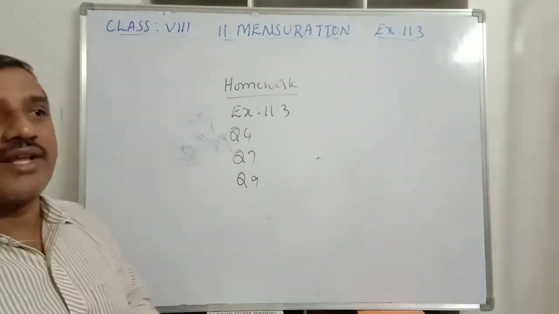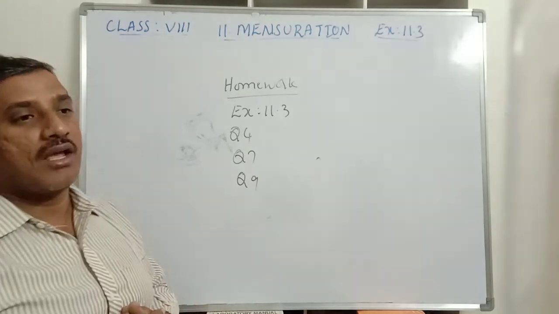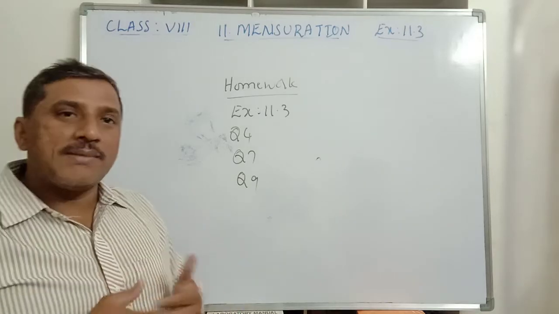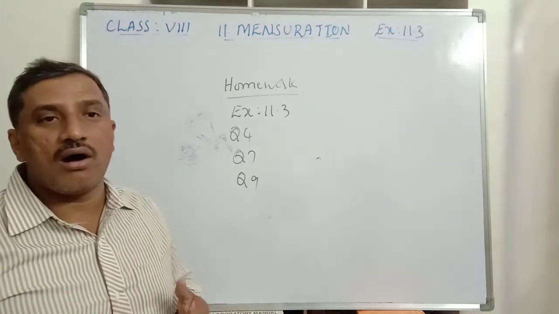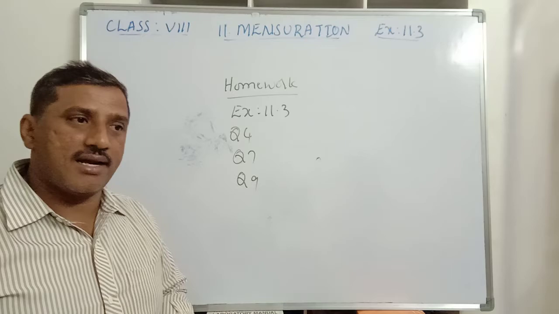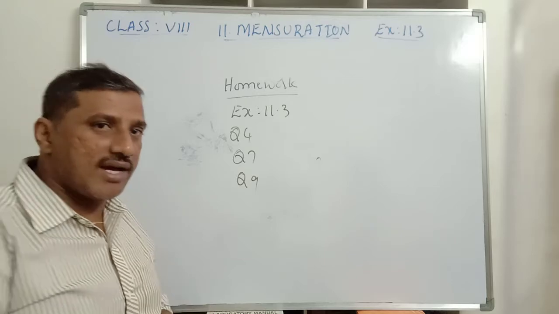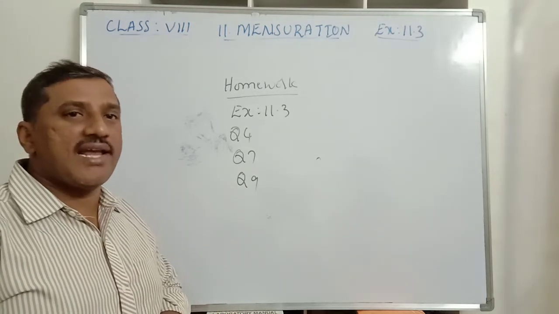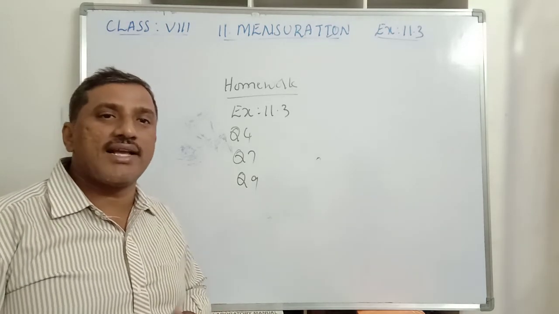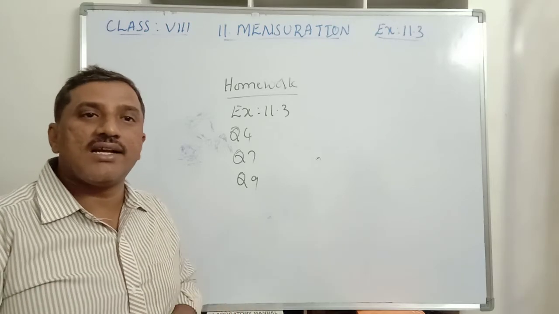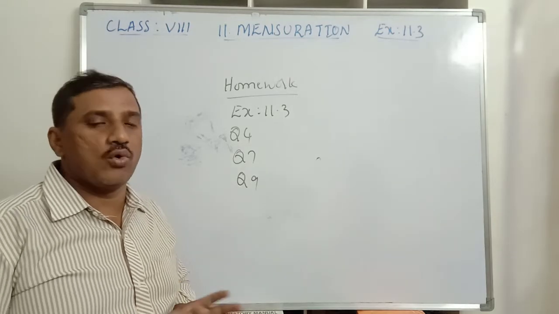I hope you understood today's class, that is the problems which we discussed from exercise number 11.3. Today we discussed problems related to the total surface area and curved or lateral surface area of a cuboid, cube and a cylinder. Total surface area of a cuboid is 2 into LB plus BH plus LH square units. Lateral surface area of a cuboid is 2H into L plus B square units. The area of the 4 walls of a room is nothing but the lateral surface area of a cuboidal box, that is 2H into L plus B square units.